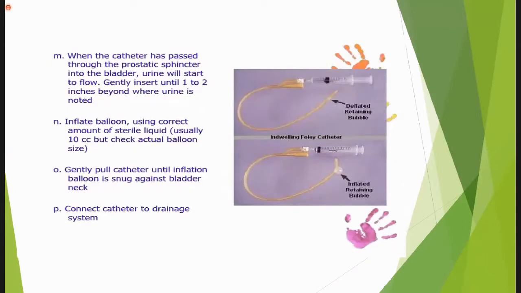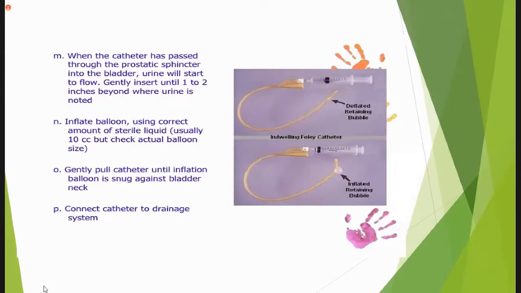Discontinue the procedure if the catheter will not advance or the patient has unusual discomfort. When the catheter has passed through the prostatic sphincter into the bladder, urine flow will start. Gently insert it another 1 to 2 inches after urine is noted.